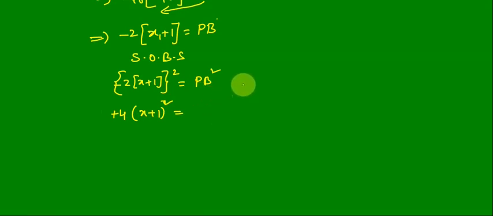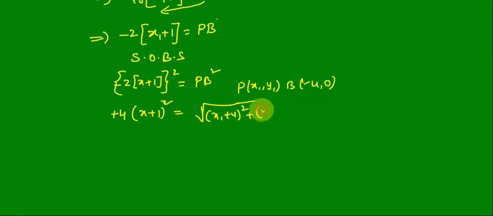So what are the points here? P we know is x1 comma y1. And what is the B point here? B point is minus 4 comma 0. We'll substitute this to find the distance between B and P. So x1 minus of minus 4 is plus 4, whole square, plus y1 minus 0 whole square, everything under square root. So what happens? Square and root get cancelled.